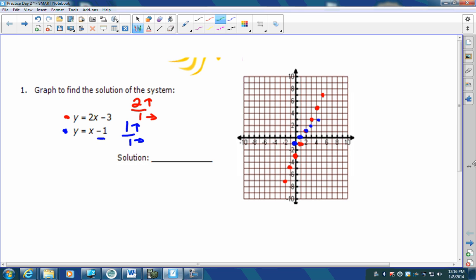And so right here is my solution. Yes, I heard it out there. It is 2, 1. 2, 1 is your solution.